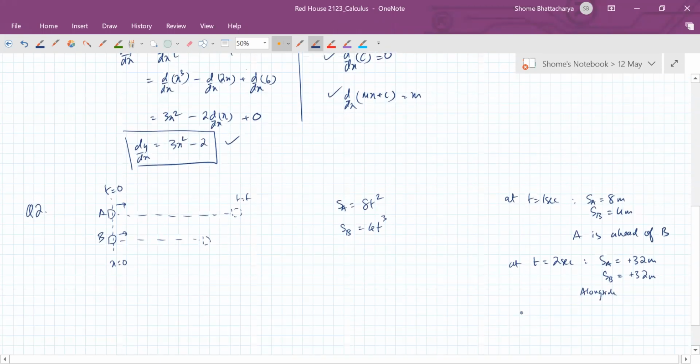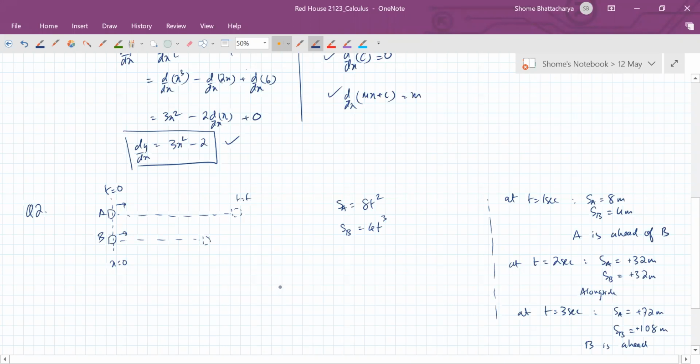But now if you check at a time like 3 seconds, A's displacement is 72 meters, and B's displacement is how much? 27 into 4, right? So that is 108 meters. Now you can see that B is ahead. So it's an interesting situation: initially A is ahead, but eventually B overtakes A. That is the basis of the whole question.